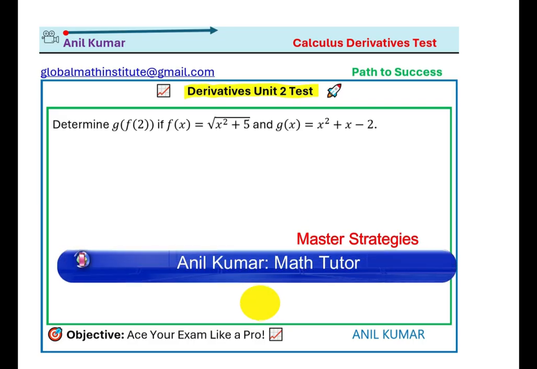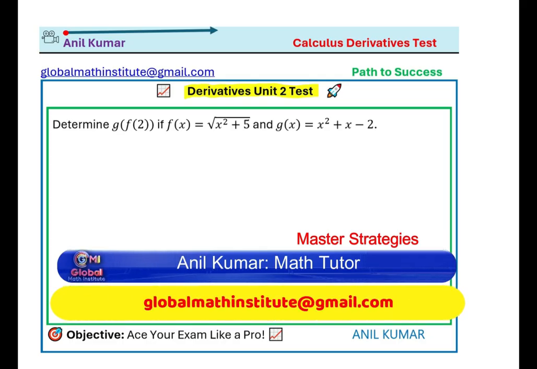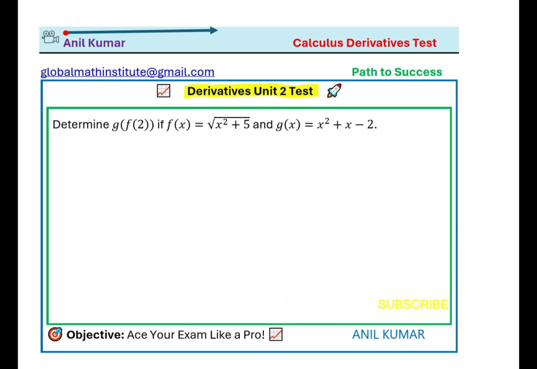Determine g of f of 2 if f of x equals the square root of x squared plus 5, and g of x is equal to x squared plus x minus 2. You can always pause the video, answer the question, and then look into my suggestions.